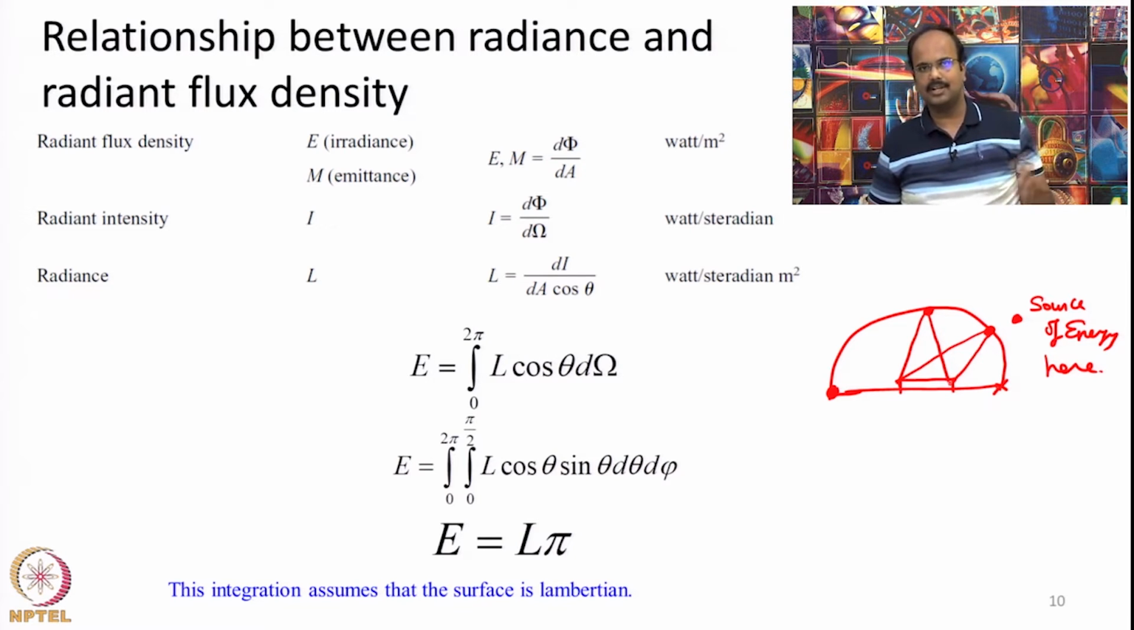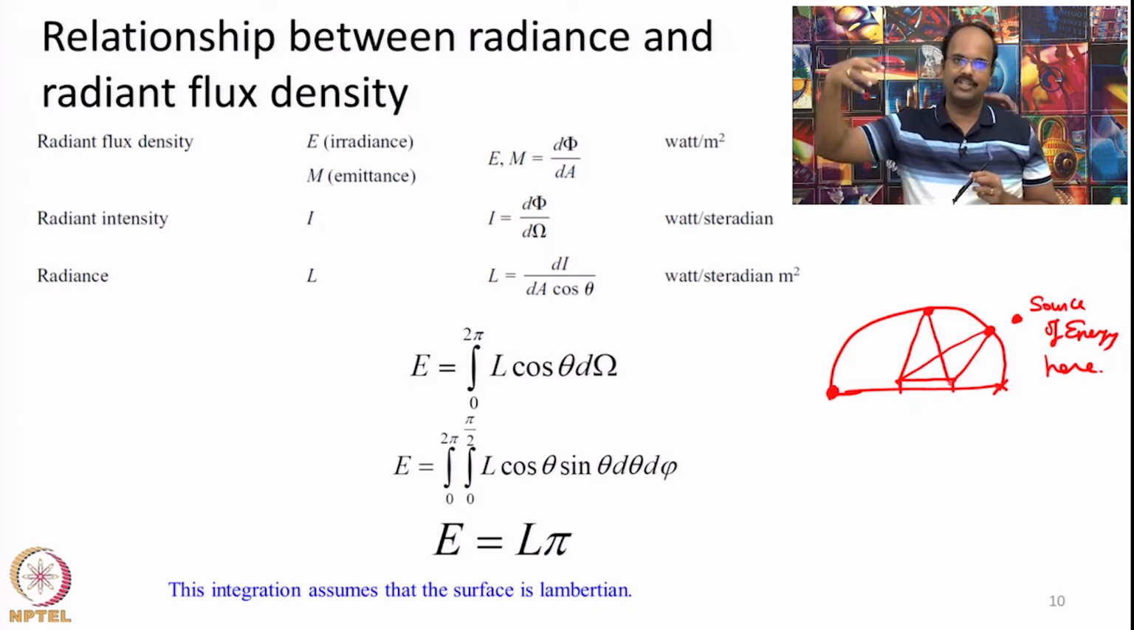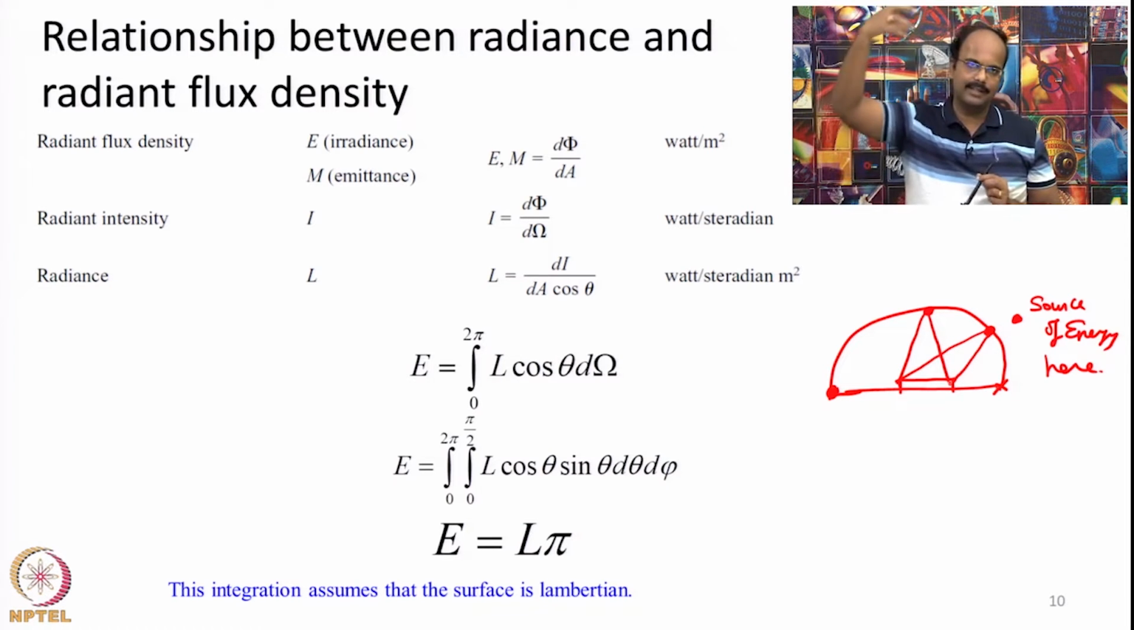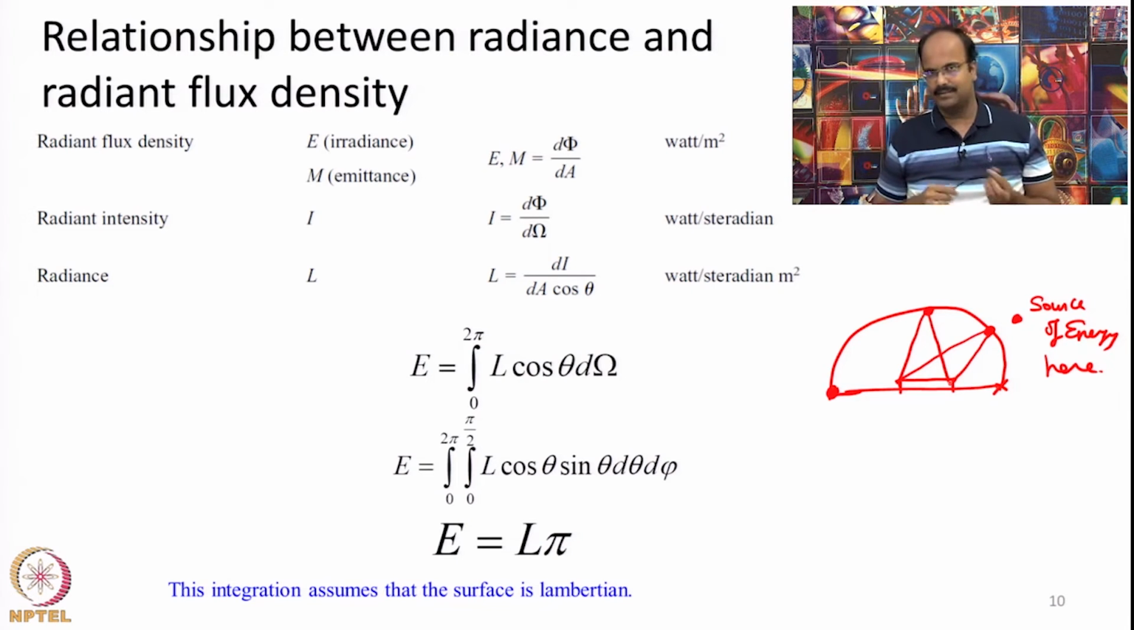Conceptually, I am going to integrate the energy that came from these different points on the entire hemisphere, because by definition irradiance is nothing but the total energy within the hemisphere surrounding the object of interest. So, what do I want to do? I want to integrate the radiance over the entire hemisphere. If I integrate it over the entire hemisphere, I am going to get the total irradiance.